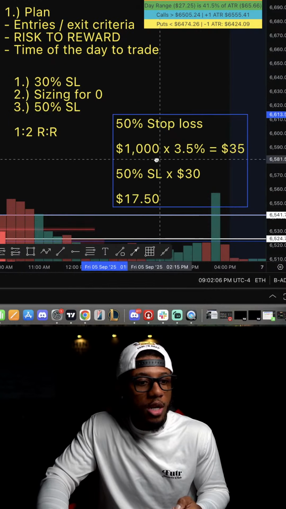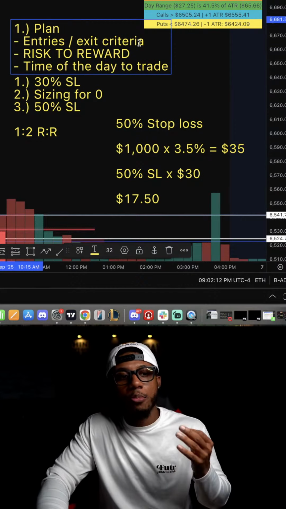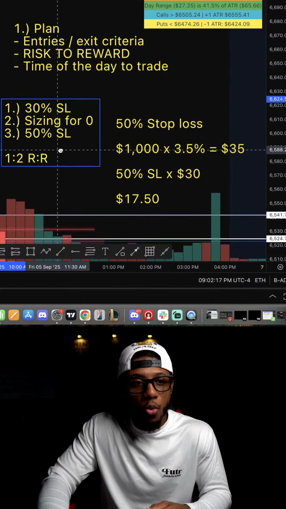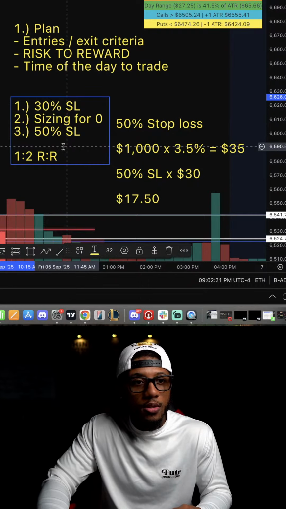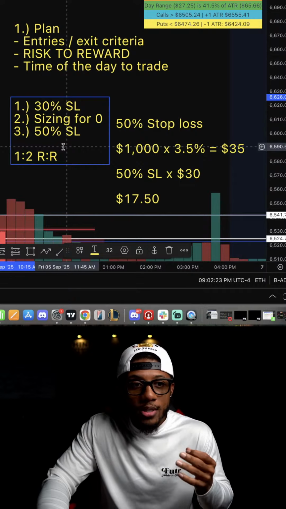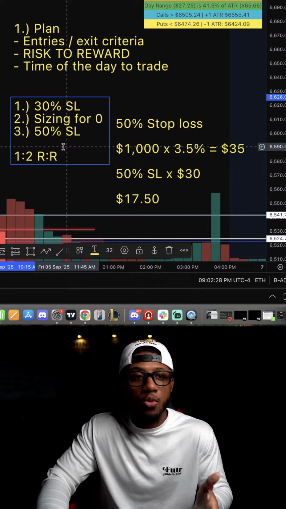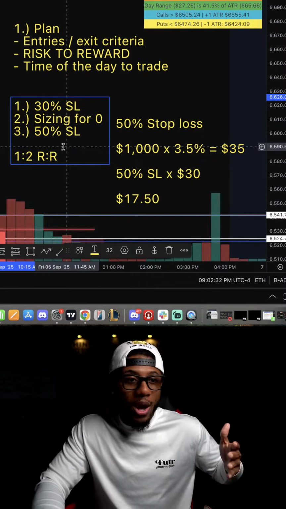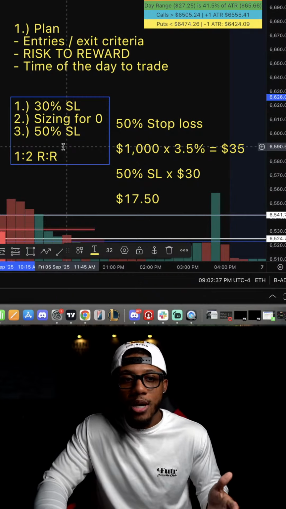So just to quickly go back over, number 1, you need a plan. Entry and exit criteria, you have to have these mapped out before you execute on a trade. Number 2, proper risk to reward. Are your wins outweighing your losses? If you can catch a 40% win 3 times in a row and then lose and it wipes all of your profits, you're not sizing right.